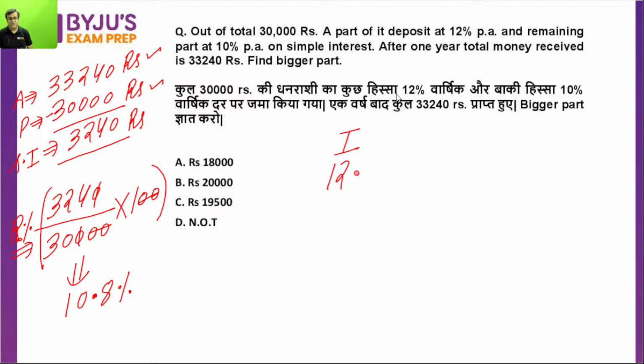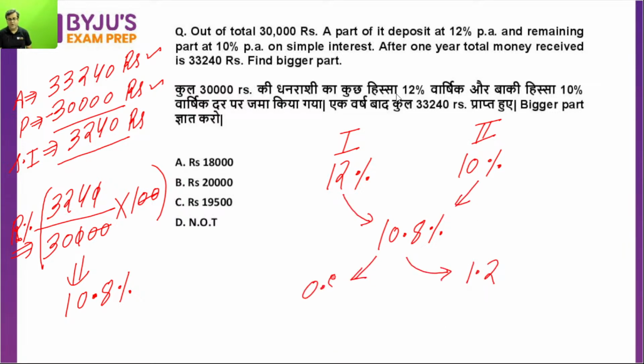The first part is deposited at 12%. The second part is deposited at 10%. The total is 10.8%. This is 12%. This is 10%. This is 10.8%. So the gap between these two is 1.2. This is 0.8. Okay. Is this clear? I think this is clear. 1.2 and 0.8 are in the ratio 2 to 3.